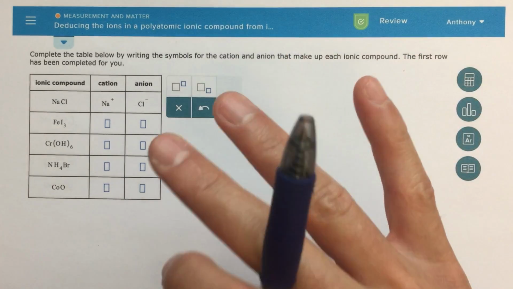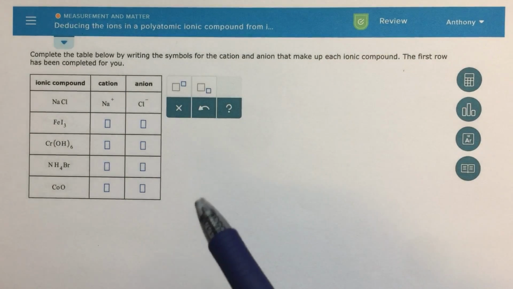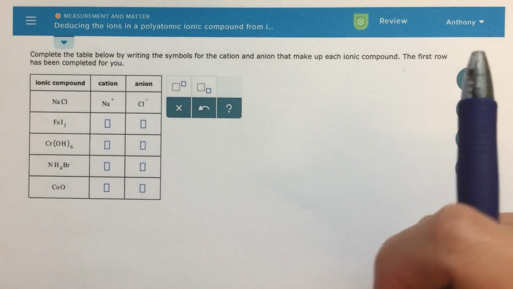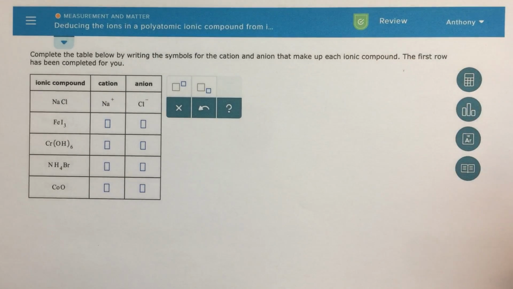And I'm going to go through two different examples of this problem, just to give us more problems to look at, more examples to work through. So let's go ahead and get started.